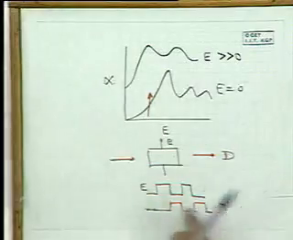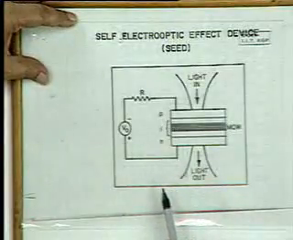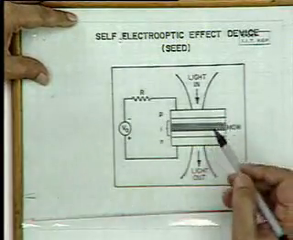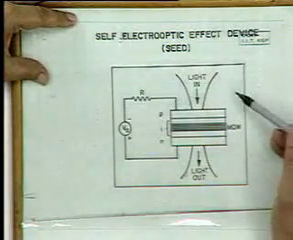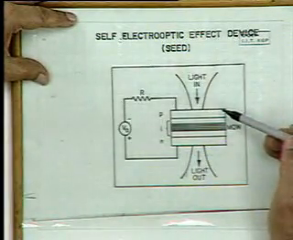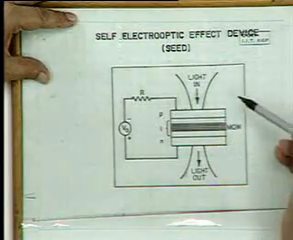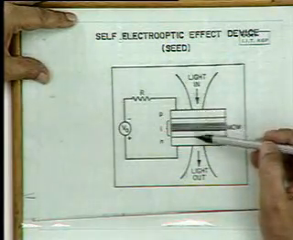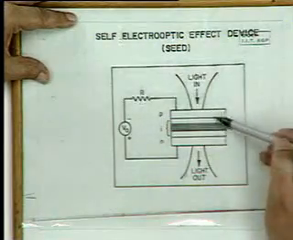Now one can take this step further by talking about what is known as the self-electro-optic effect. This is a SEED device which acts as a switch. This just shows the structure. I'll explain the working just after this. What is this doing? We want a binary switch. The light itself should alter the transparency of this.